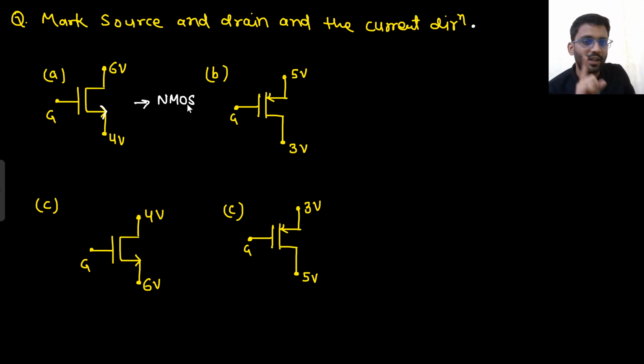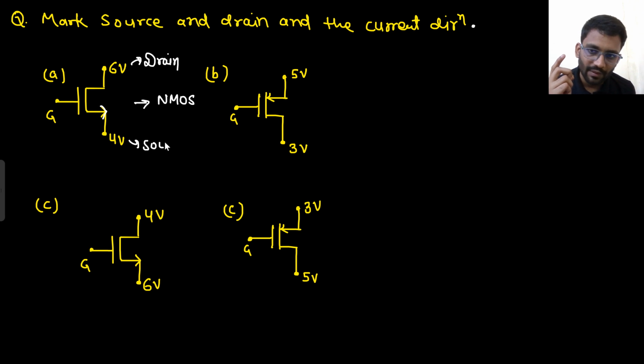Now I know one thing. What is that? That in case of NMOS, the one which is at higher potential is drain. So this will be drain and this will be source. And what is the direction of current in case of NMOS? The direction of current in case of NMOS is drain to source. So this will be the direction of current. That is ID.